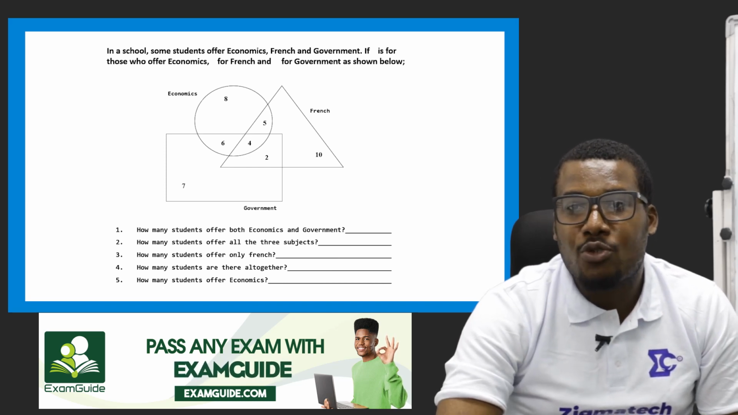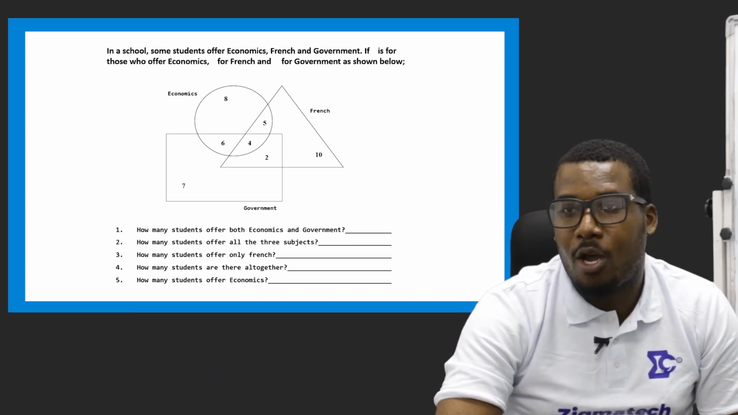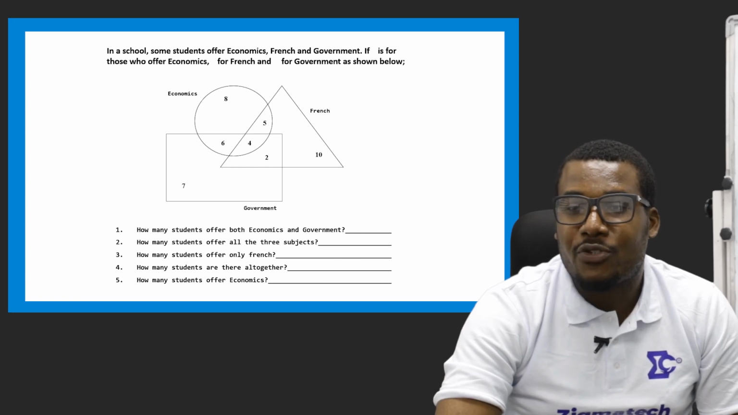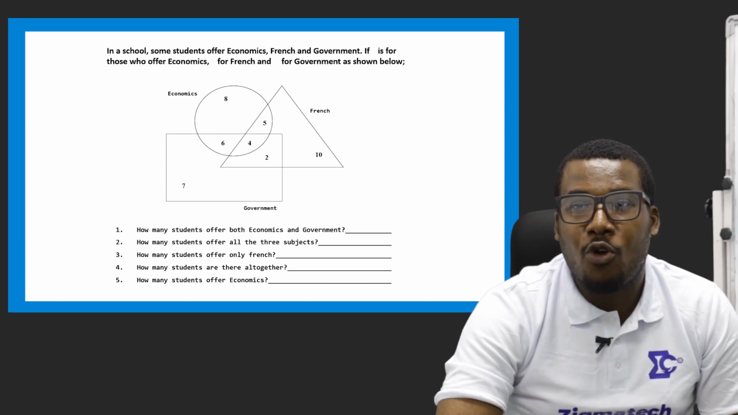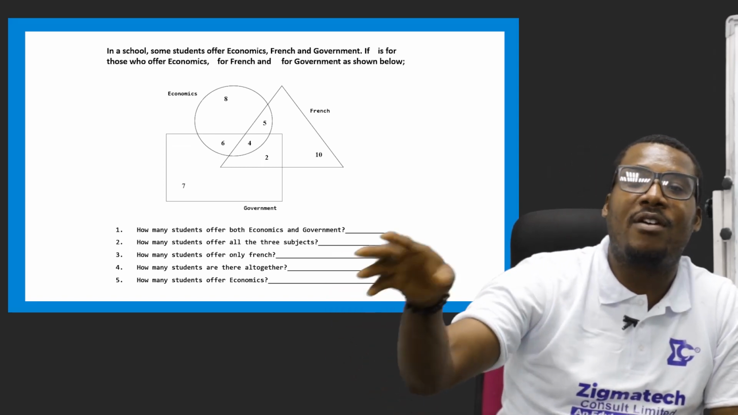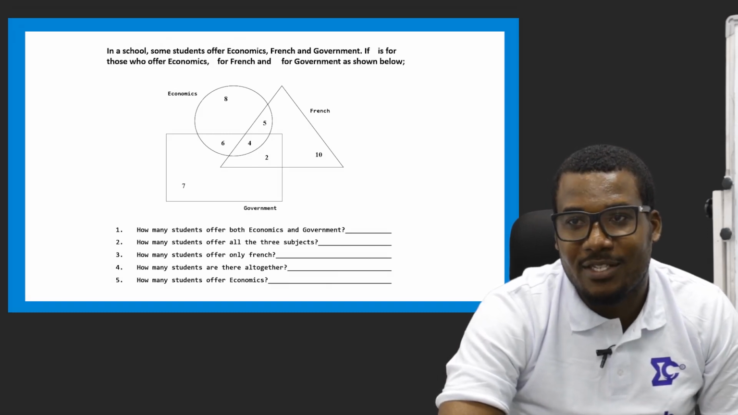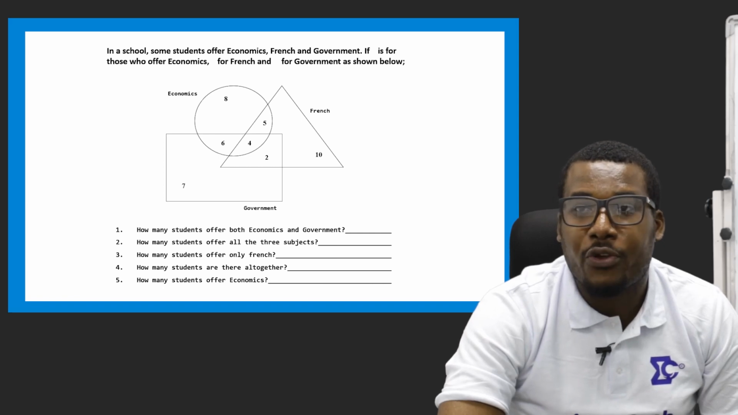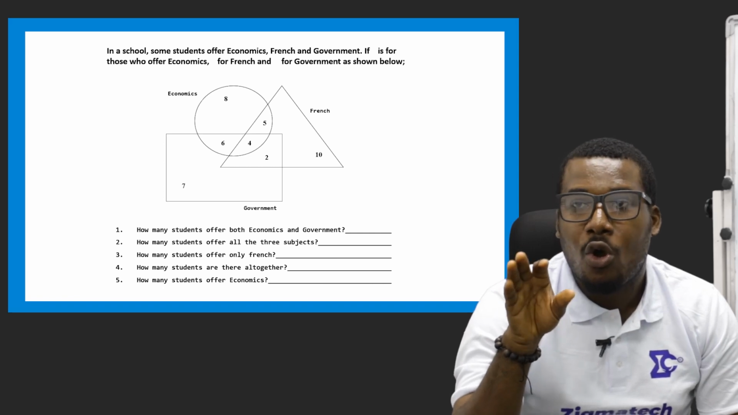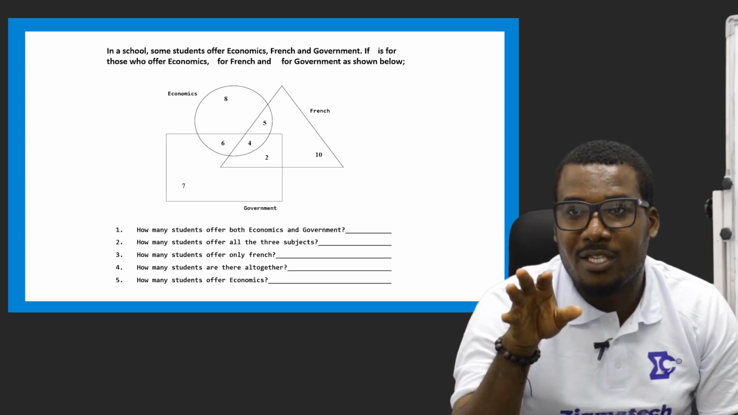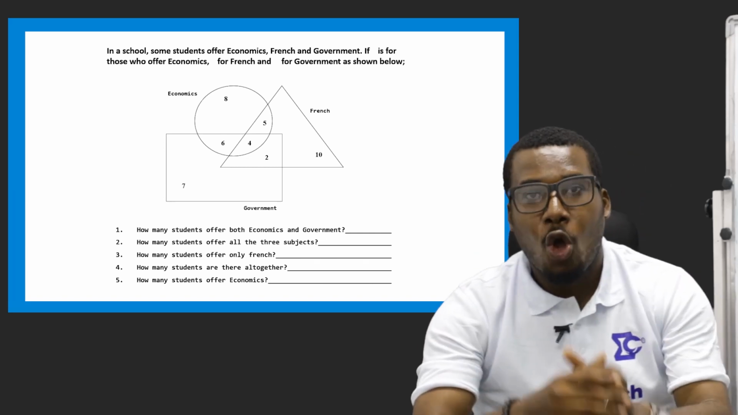Second question, they ask how many students offer all 3 subjects? All 3 subjects. This is one of the most tricky questions that students find hard to navigate. Students usually go forth and give a grand total of all the accredited subjects, which is wrong. When they ask all 3 subjects, you focus at the midpoint, the middle. People, there's 3 subjects. Where do they meet? Where do all 3 subjects representing circle, triangle, and rectangle, where do they all meet?